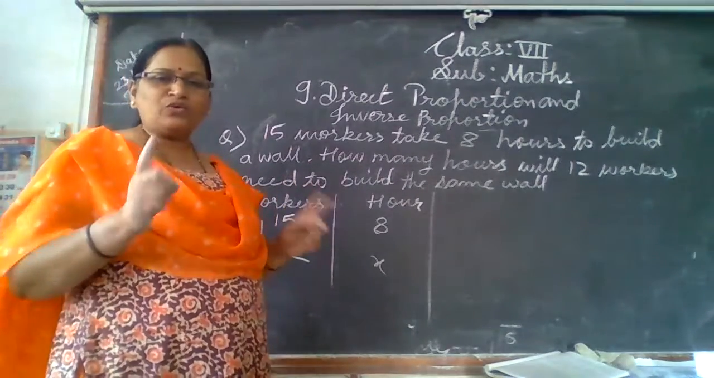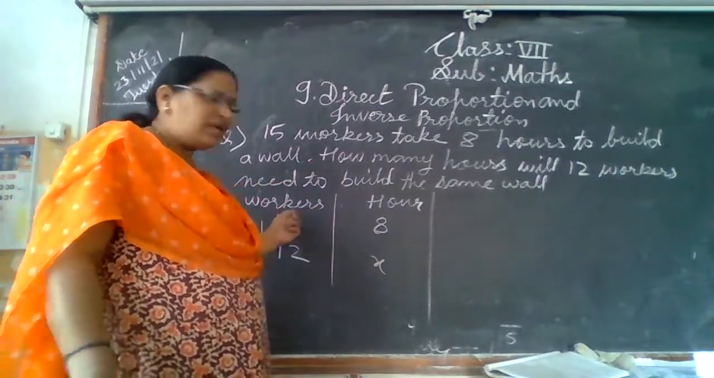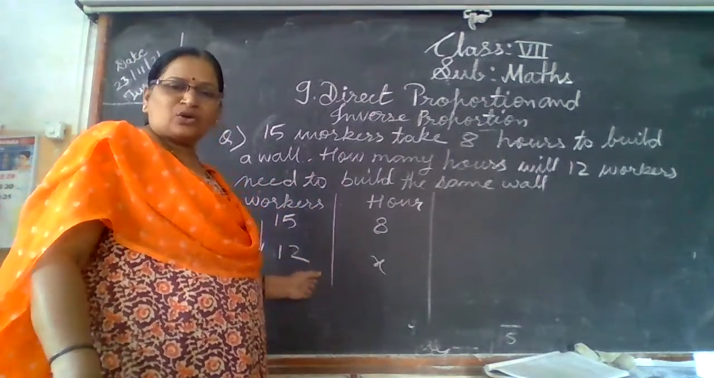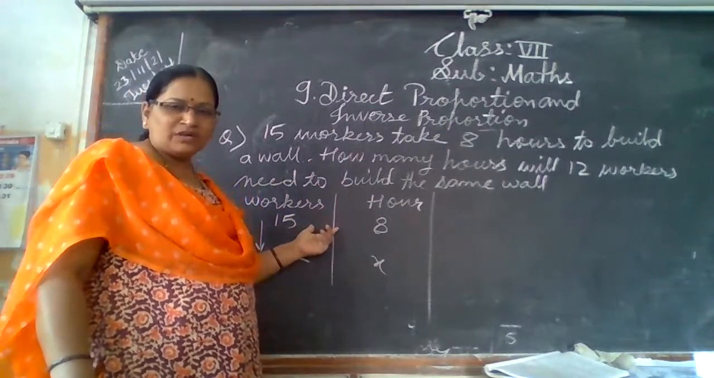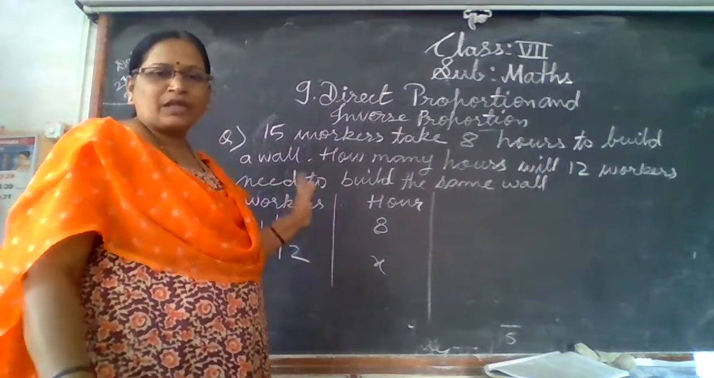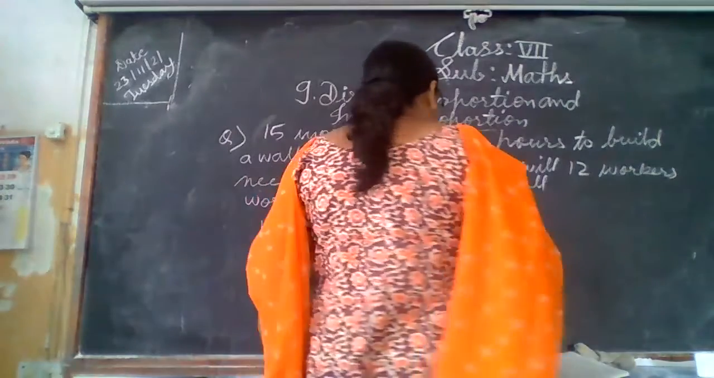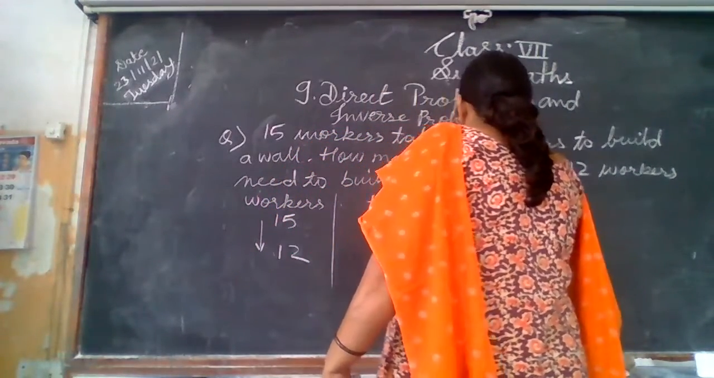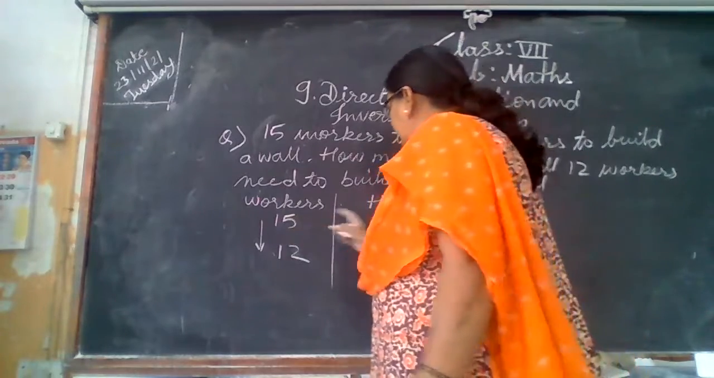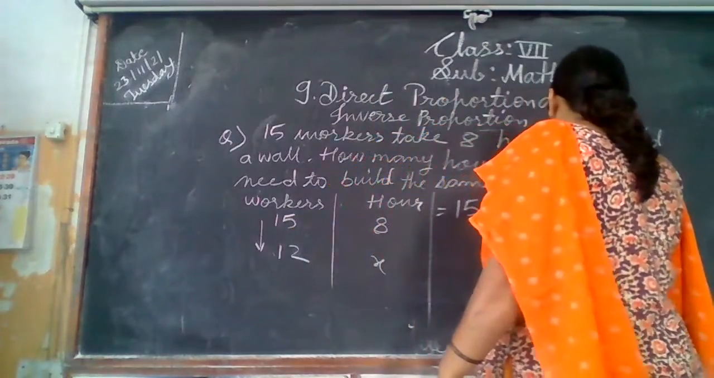Now see children, it is the inverse proportion. So now you have to remember these two things. In direct proportion, we multiply in the cross. This question is from the inverse, so we will multiply side by side. Means 15 multiplied by 8 is equal to 12 multiplied by x.